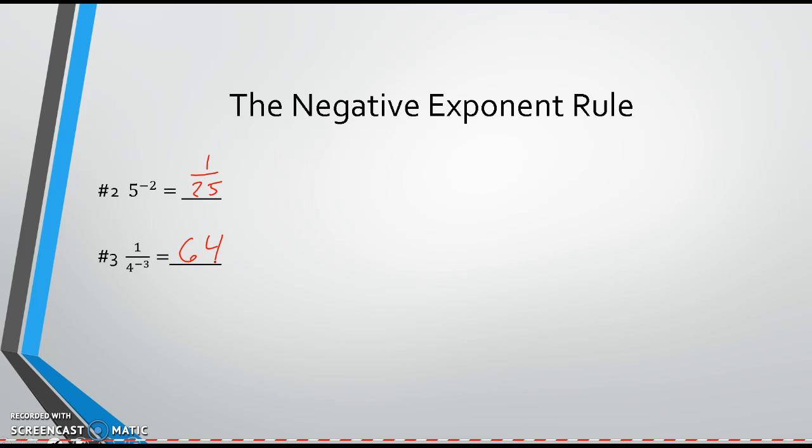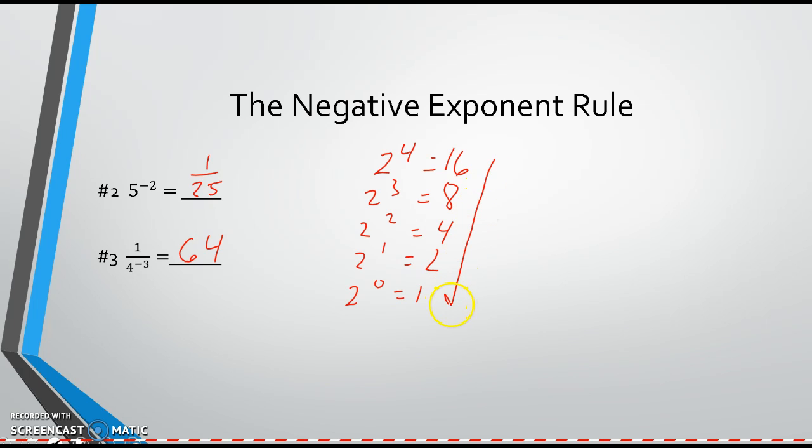So how did we get that? Well, if we look at the same patterns that we had before, we started with 2 to the 4th, 2 to the 3rd, 2 to the 2nd, 2 to the 1st, and 2 to the 0. And we said this was 16, 8, 4, 2, and 1. You can see these numbers get half as big as we go down the row. Well, this pattern can continue. 2 to the negative 1st, 2 to the negative 2nd, 2 to the negative 3rd, and so on. If we continue cutting this in half, half of 1 is a half. Half of a half is a 4th. Half of a 4th is an 8th.